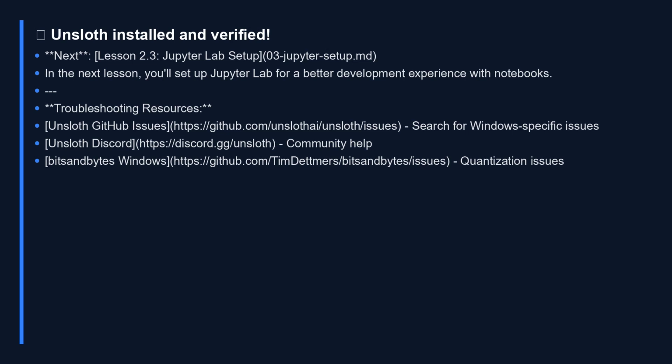Next lesson: Unsloth is installed and verified. In lesson 2.3, you'll set up JupyterLab, the interactive environment where you'll write and run all your fine-tuning code going forward. If you hit any issues after this lesson, the Unsloth GitHub issues page and the Unsloth Discord are both active communities with Windows-specific threads. The bitsandbytes repository also has a Windows troubleshooting section if quantization gives you trouble.